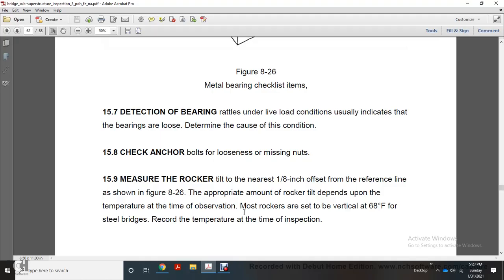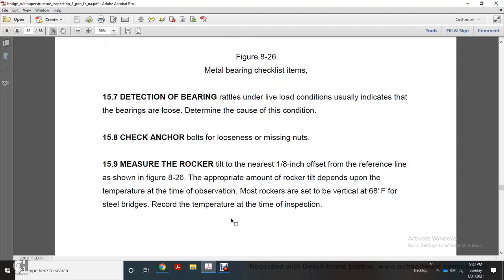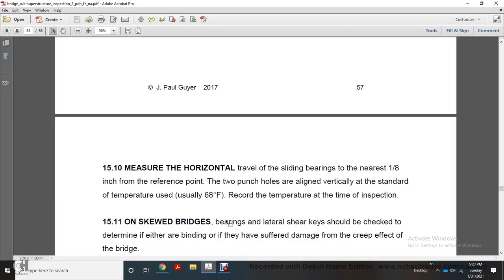Most rockers are vertical at 68 degrees Fahrenheit for steel bridges; record the temperature at the time of the inspection. Measure the horizontal travel of the sliding bearing to the nearest 1/8 of an inch, using a reference point with a 2-punch hole and line, vertical at 68 degrees, with the temperature at the time of inspection.